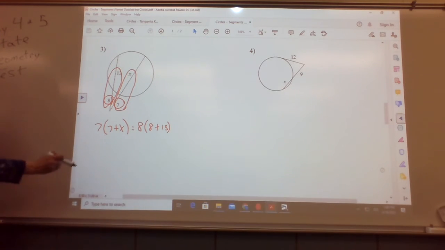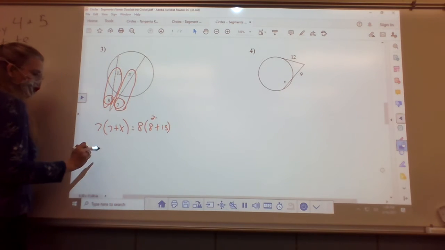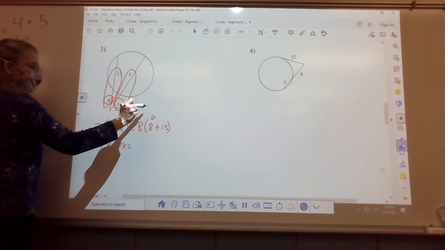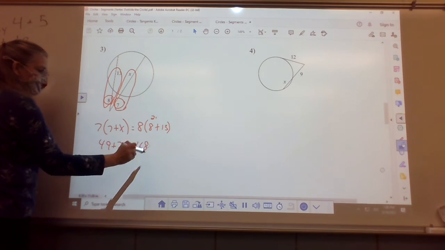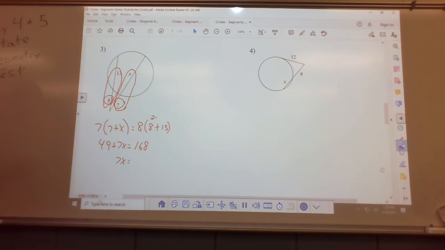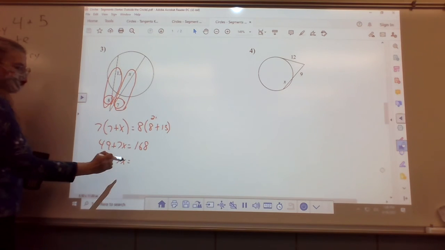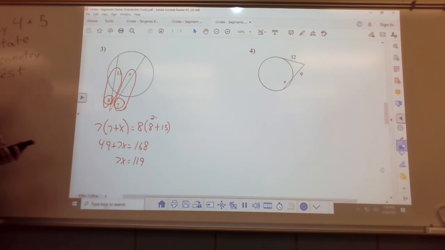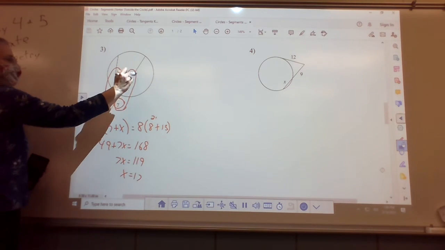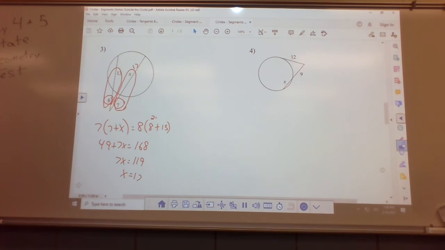Well, 8 and 13 is a 21 in here. So we get 49 plus 7x equals 8 times 21, which is 168. Subtract the 49. 168 subtract 49, 119. 119 divided by 7, 17. So this segment here is a 17.